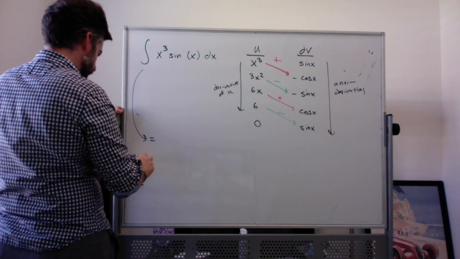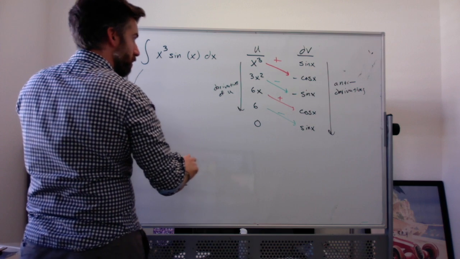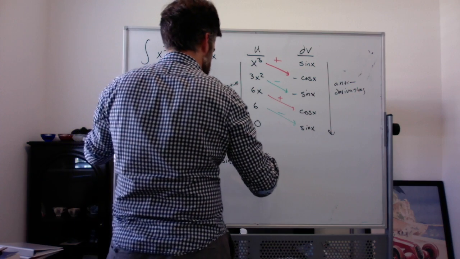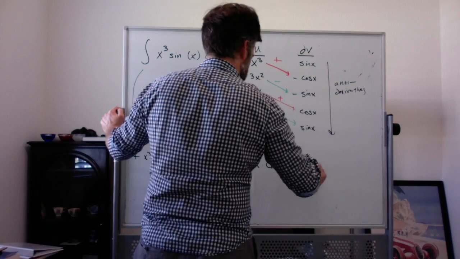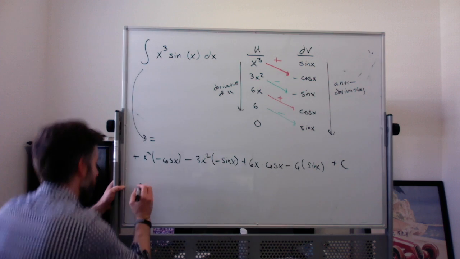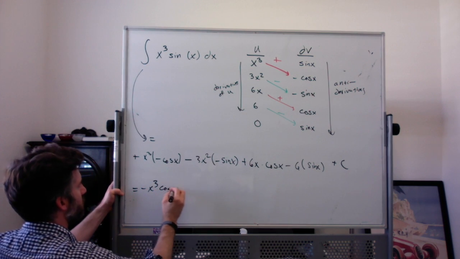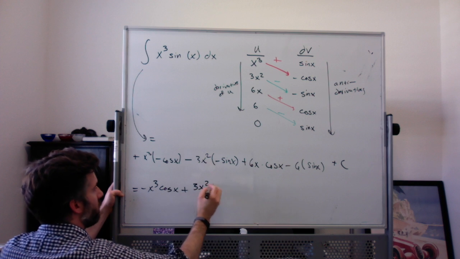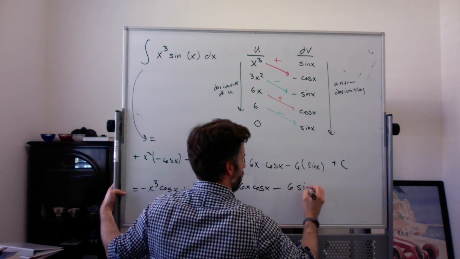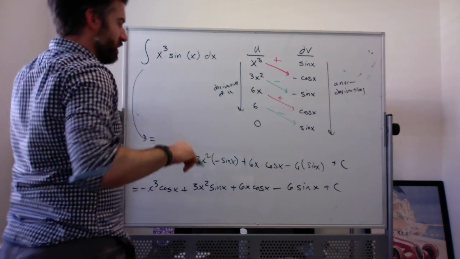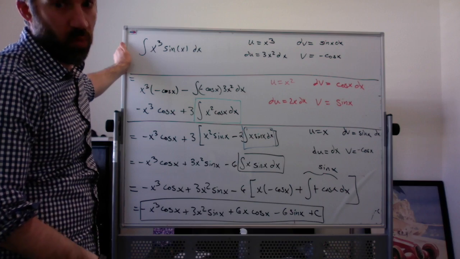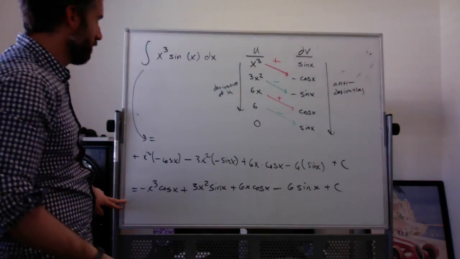Okay, so then my integral is equal to plus x cubed times negative cosine x minus 3x squared times negative sine of x plus 6x times cosine x minus 6 times sine of x. I feel like I might have missed the last sign there. Plus c. So I end up with negative x cubed cosine of x plus 3x squared sine of x plus 6x cosine of x minus 6 sine of x plus c. Let's compare that. It should be the same, but I feel like I made a mistake. Nope, I didn't. Exactly the same. So way, way less work to do it using the tabular method.